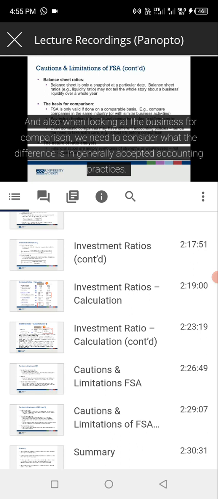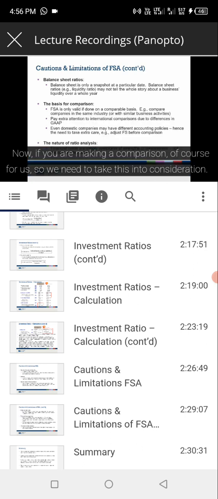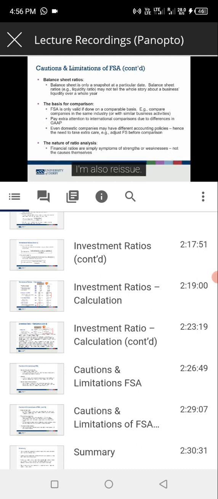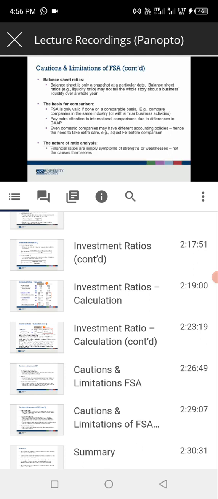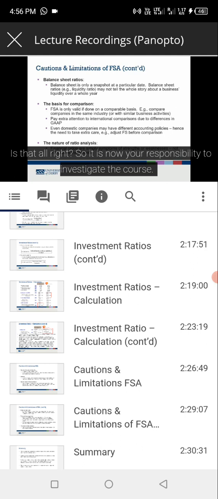And also, when looking at the basis for comparison, we need to consider what? The differences in generally acceptable accounting practices, that is, if you are making comparison across borders. So we need to take this into consideration. And also, a ratio will only give you an indication that something is going wrong and not necessarily the cause. Is that all right? So it is now your responsibility to investigate the cause.